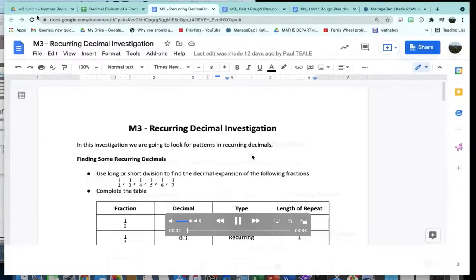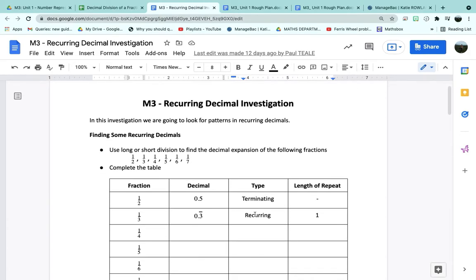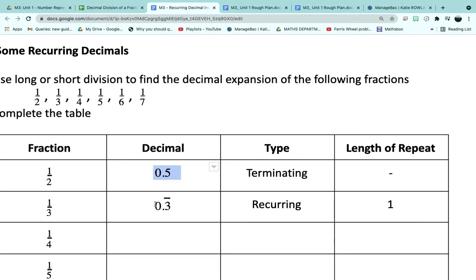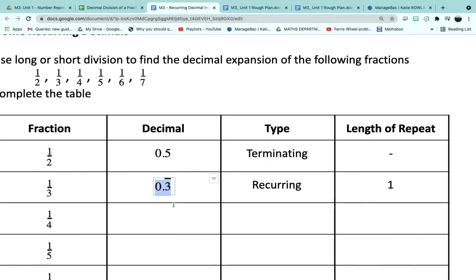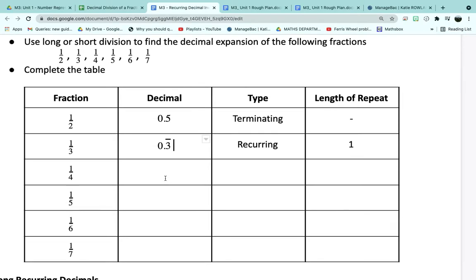In this lesson, we are going to continue with lesson 2 and 3 of recurring decimals. The first thing you needed to do was to fill out this table, and there's two key definitions. One decimal is terminating, which means it doesn't repeat after the decimal place, and one is recurring, which means it goes on forever. You can either use a line or a dot.